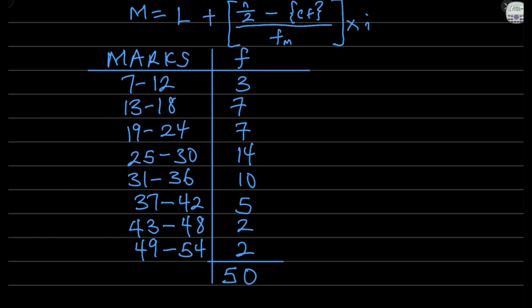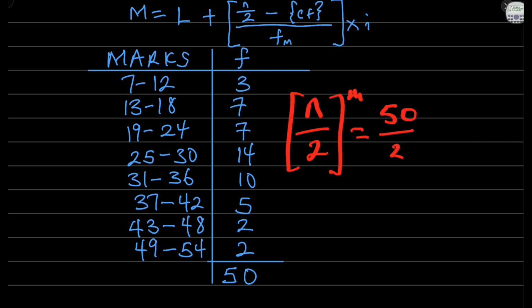You find your median class by getting the median position, and the median position would always be found at the N over 2 position. So N over 2 here, N here is your total frequency, which is 50. So 50 divided by 2 is 25. So our median class will be found at the 25th position of your distribution. To locate the 25th position of your distribution, the next thing you do is to get your cumulative frequency.